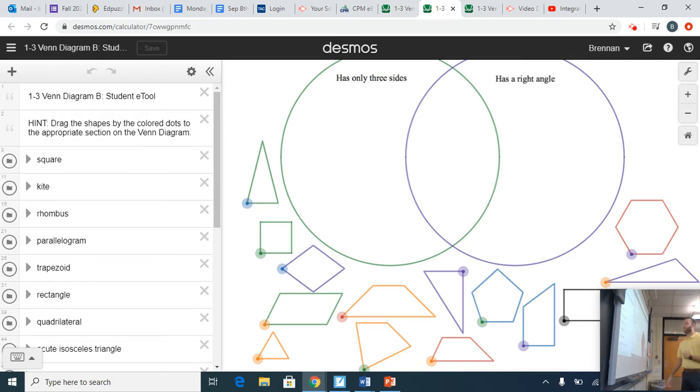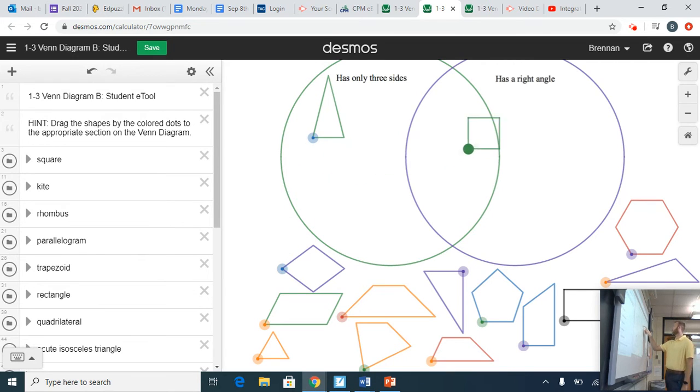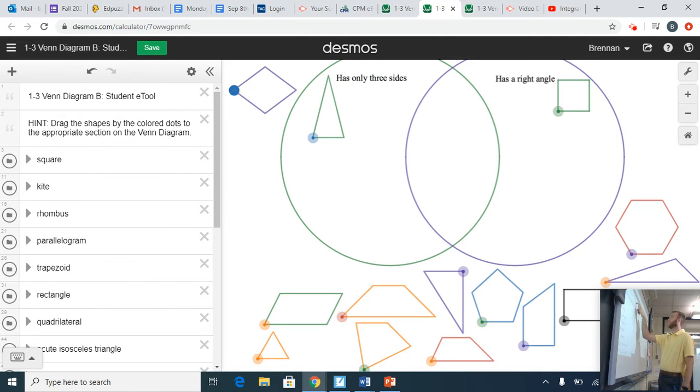And so now we're going to move over and check this one out and do the same thing again. And again, I'm going to check one thing at a time and see if it belongs in one or both. Isosceles triangle has only three sides. That is true. It does not have a right angle, so we're going to leave it there. Square obviously has more than three sides, but it does have a right angle, so we're going to put it in there. We have a rhombus. The rhombus has more than three sides and does not have a right angle because it's slanted, so we leave that one outside.